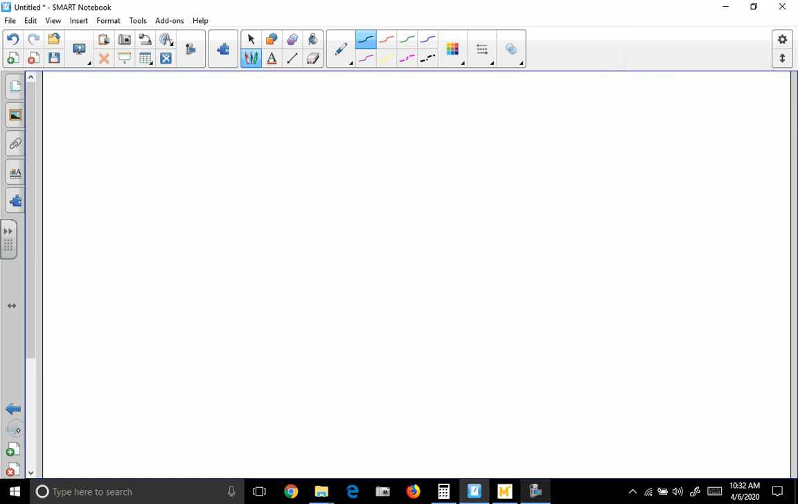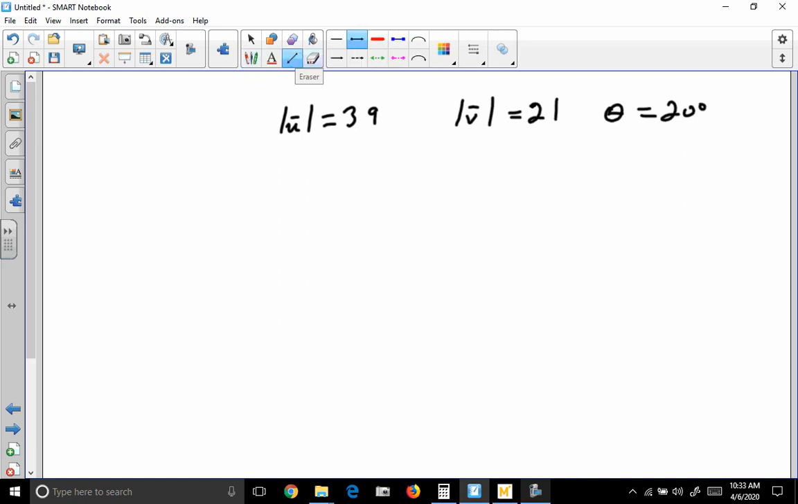Let's do another one. Another way that they give us some problems is they say that the magnitude of one vector is a certain value, the magnitude of another vector is another value, and they give you the angle between those two vectors. Then they want us to find the resultant and the angle that the resultant makes with, I think they're probably going to ask us, the angle the resultant makes with u.